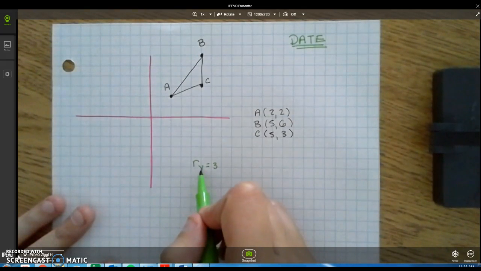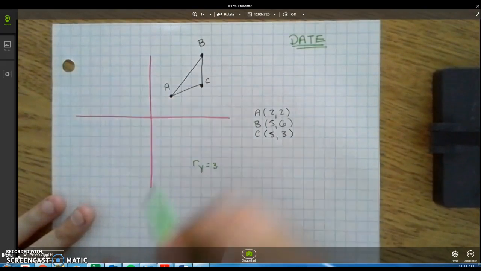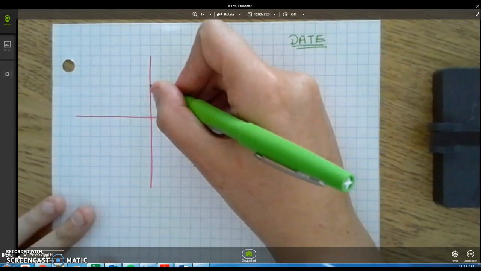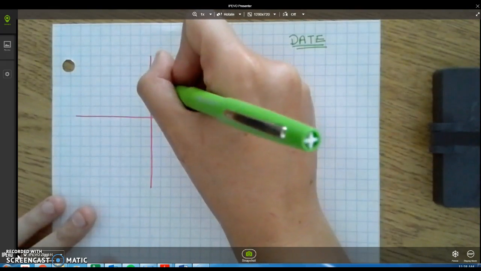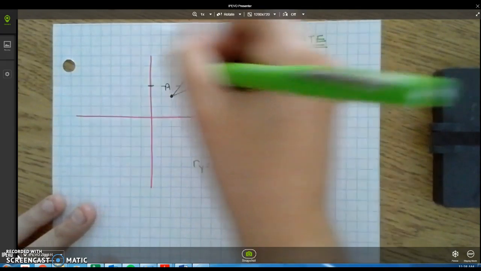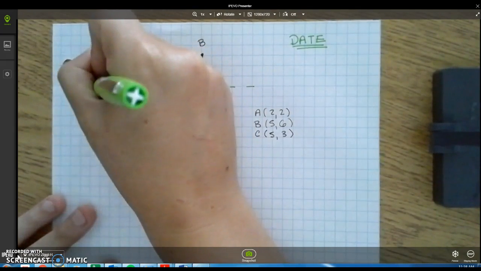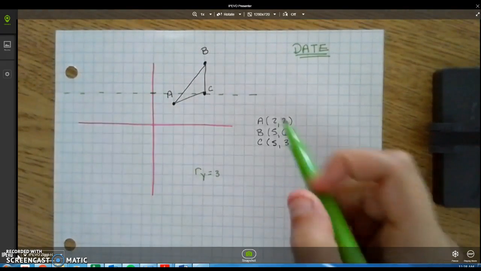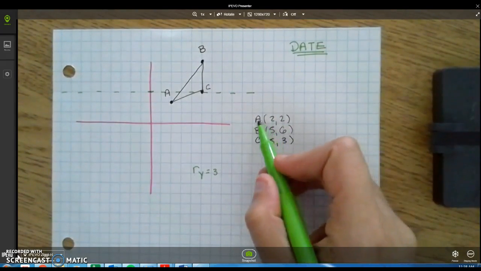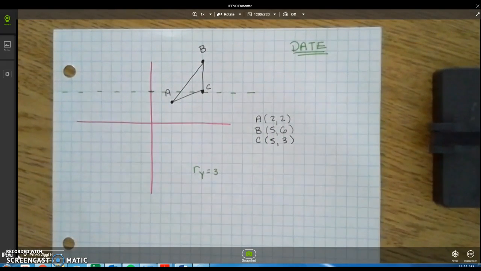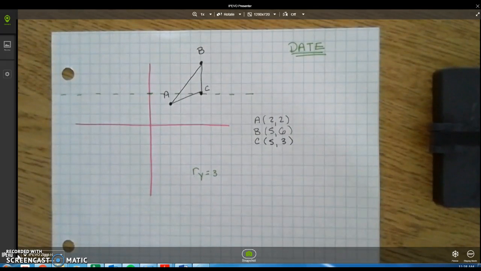Remember, if I want y equals 3, then I count in the y direction, positive 3. 1, 2, 3, right here. And I make a line that goes all the way across through all the y equals 3's. I've already plotted my triangle. It has the points A (2, 2), B (5, 6), C (5, 3). And we're going to go ahead and start this reflection.